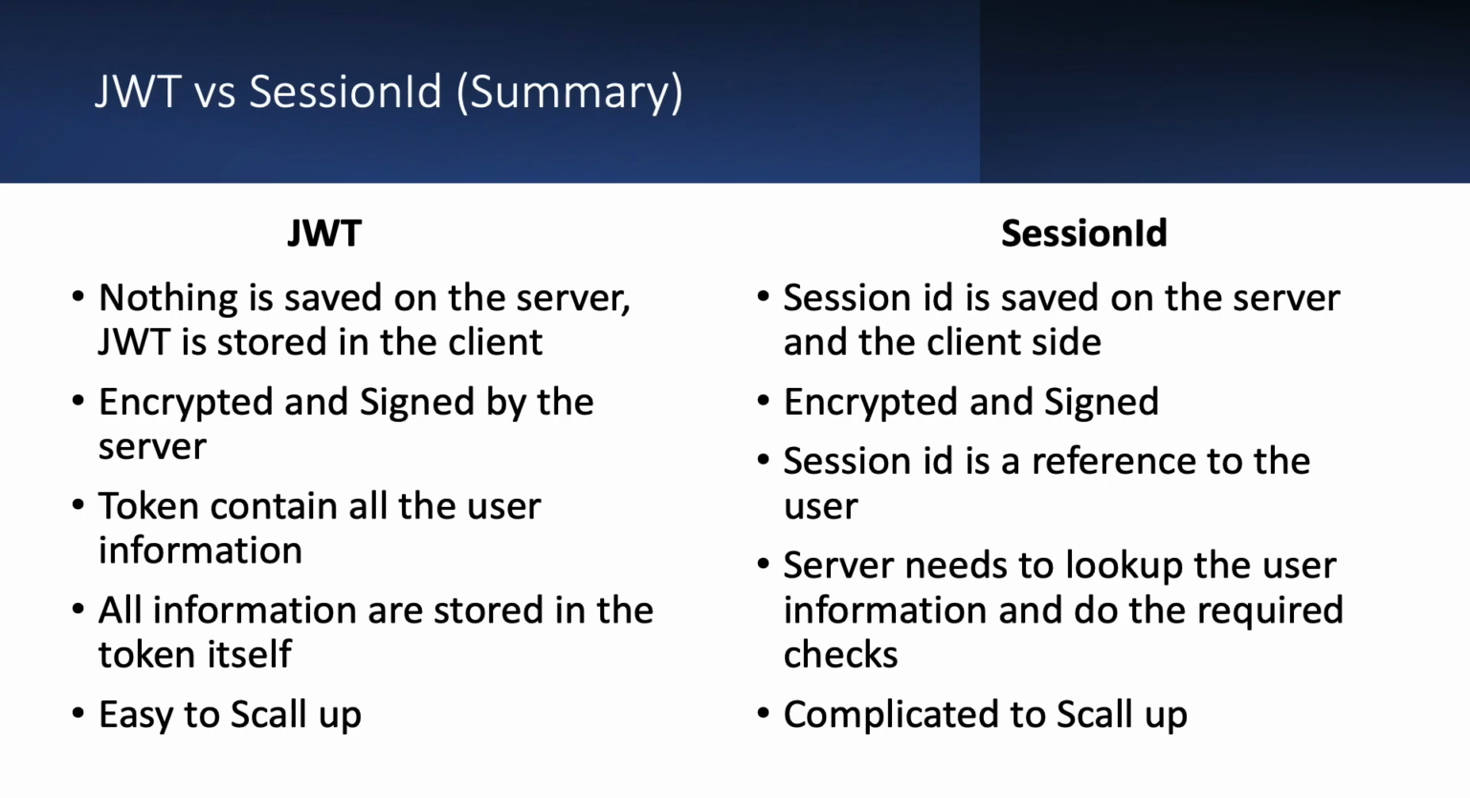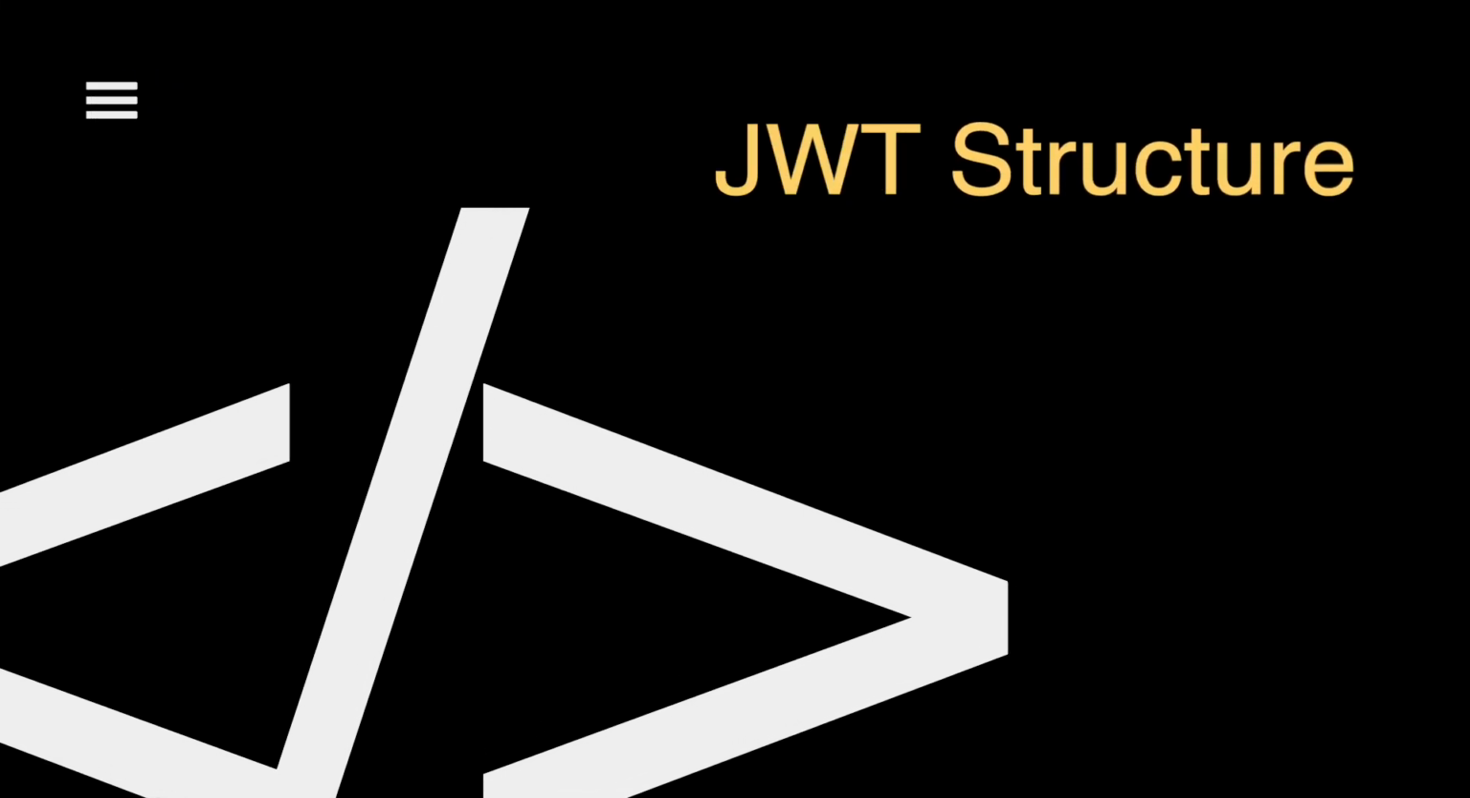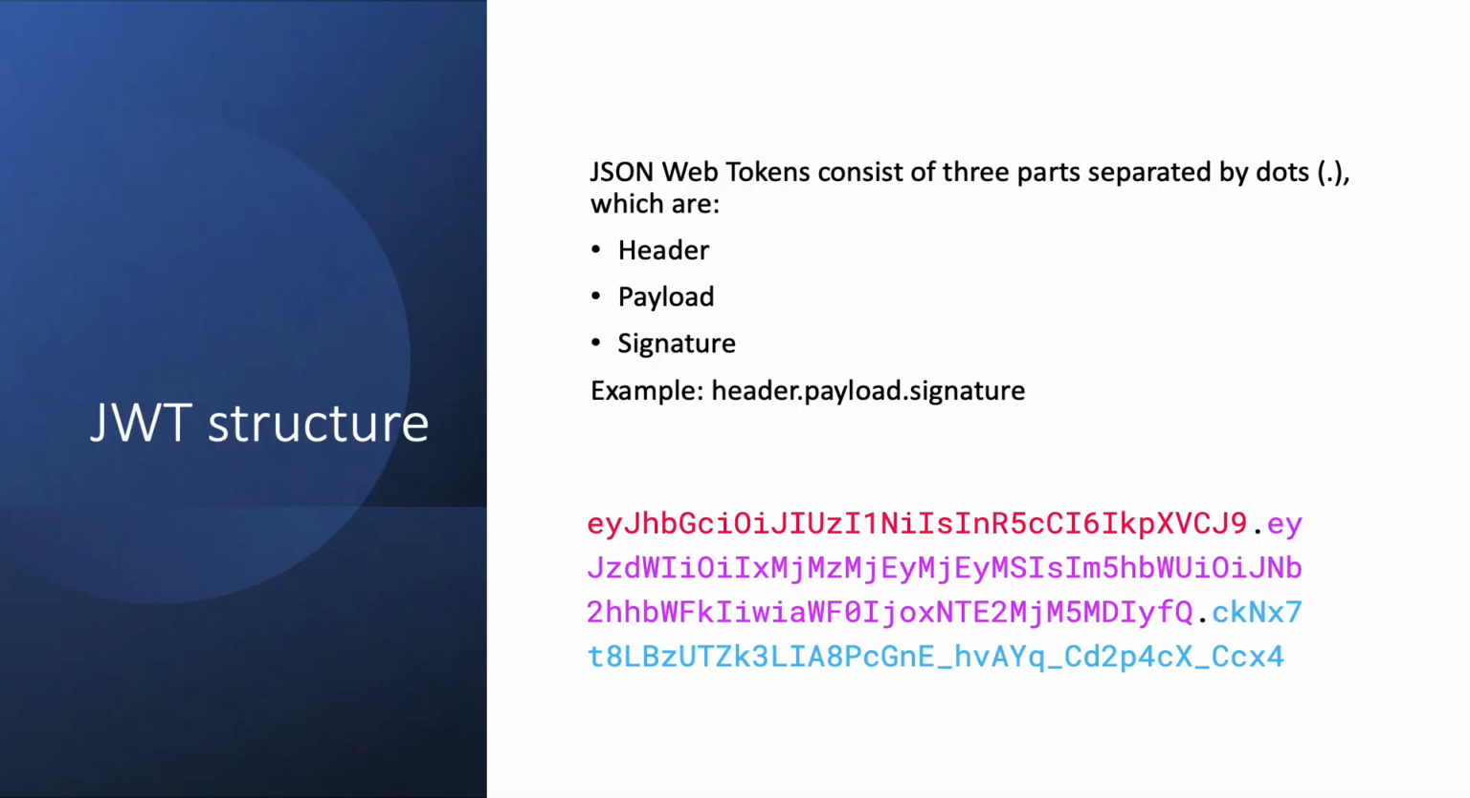So now let's discuss a bit what is the structure of a JWT token. The JWT token consists of three parts separated by a dot. So we have the header, the payload, and the signature.